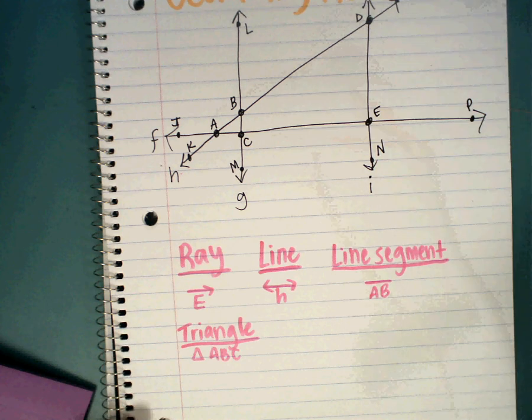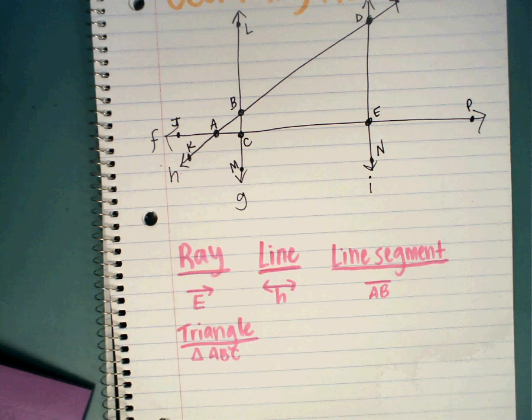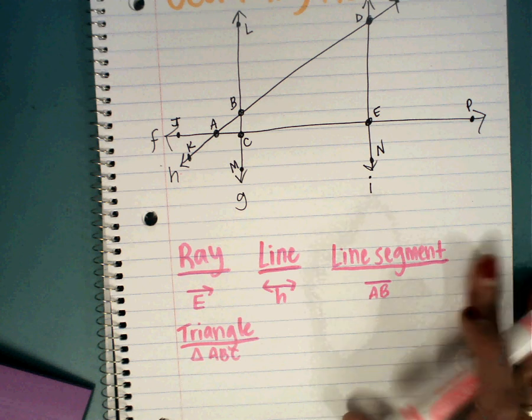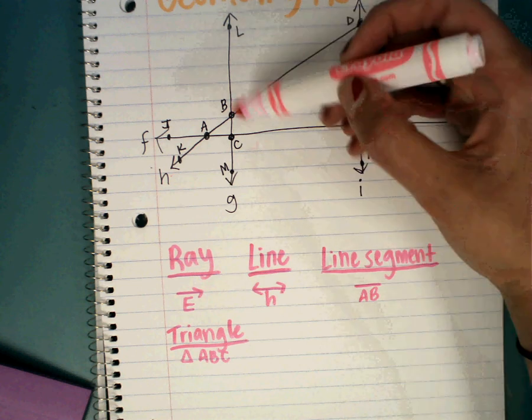Well, is it a square? No. Is it a rectangle? No. Is it a rhombus? No. Is it a parallelogram? No. Is it a trapezoid? Yes, because a trapezoid, the only thing it says is that it has one pair of parallel lines. And from B to C and E to D, those are parallel lines.